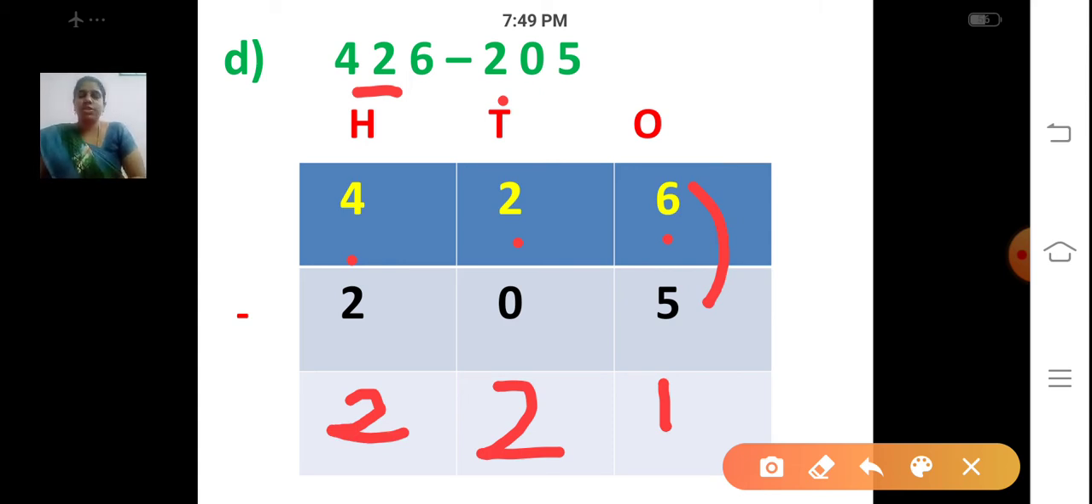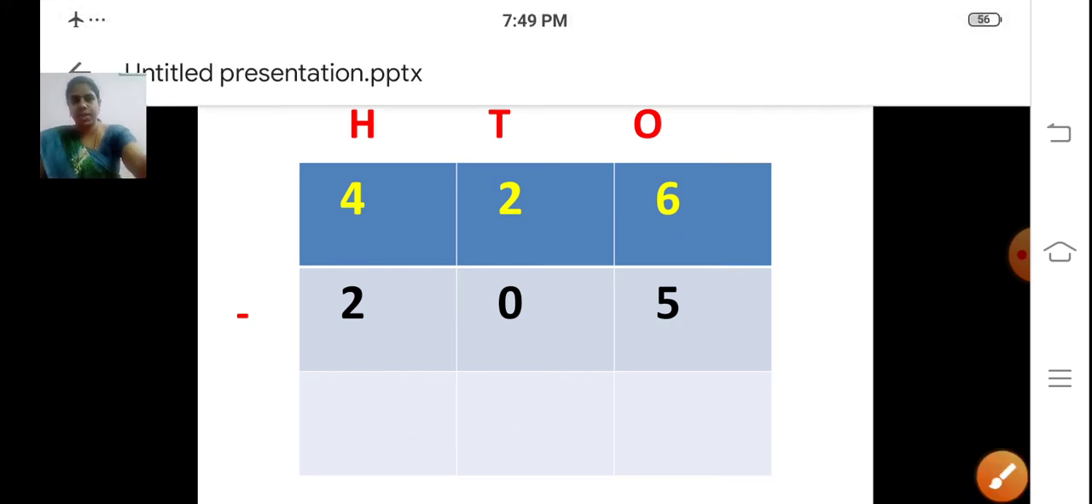So when you subtract 426 minus 205, first we have to subtract the ones place. 6 minus 5 is 1. Then the tens place: 2 minus 0 is 2. Next the hundreds place: 4 minus 2 is 2. The answer is 221.